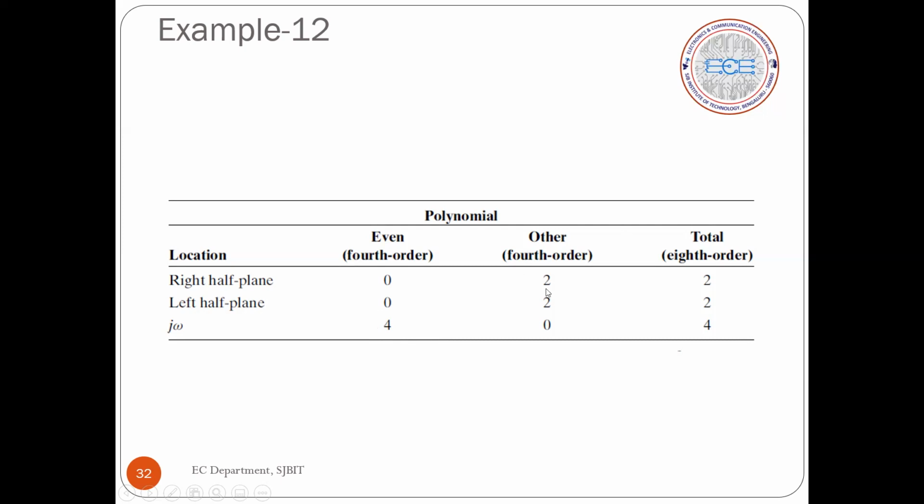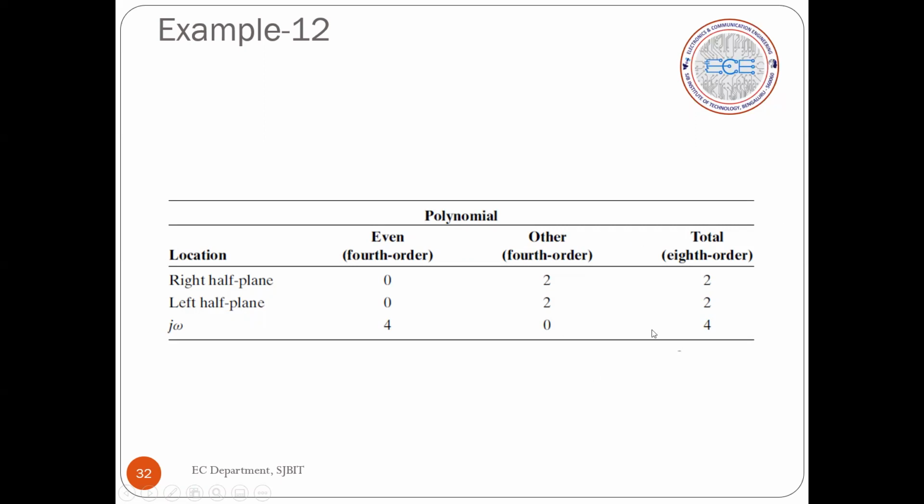Okay, if I look into the higher order, there were two sign changes, so I have two to the right, so obviously the other two should be to the left half of the s plane. That is what this table says. So totally we have two in the right half of the s plane, two in the left half of the s plane, and four on the imaginary axis. Okay, so this is how we comment on the stability of the system based on the auxiliary equation.